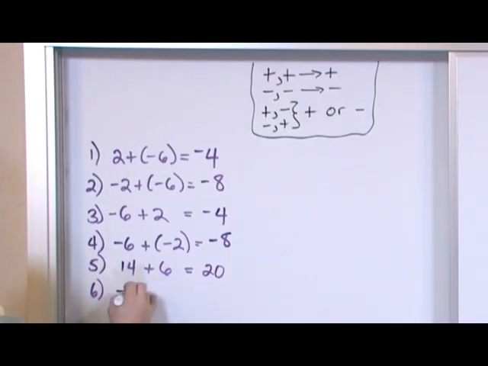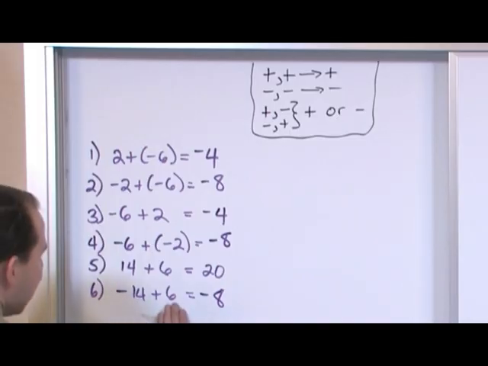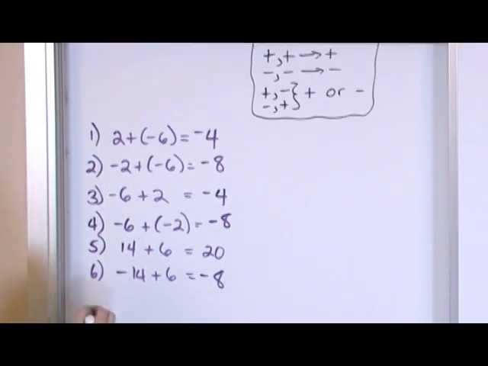Now let's say I have negative 14 plus 6. Negative plus positive, when they're different signs, I always subtract them. So 14 minus 6 is 8. And the sign comes from the bigger absolute value, right? So it makes sense. If I owed somebody 14 peanuts and somebody gave me 6, I'm still going to owe somebody some peanuts. I'm going to owe somebody 8 peanuts.